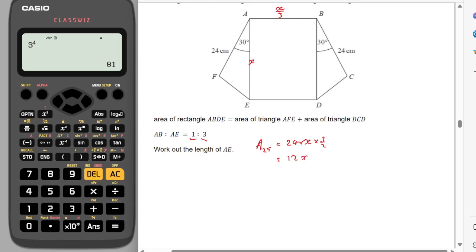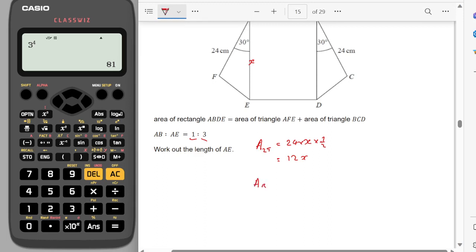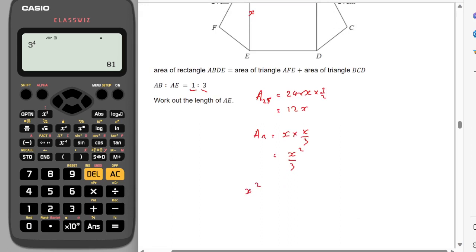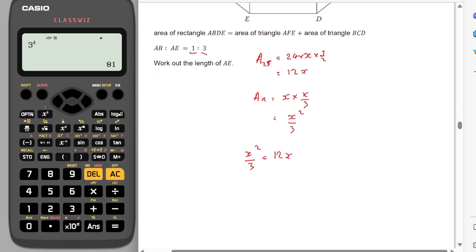And the area of the rectangle is going to be equal to x times by x over 3. So that would be equal to x squared over 3. And those areas have to be equal. So x squared over 3 is equal to 12x. So multiplying by 3, x squared is equal to 36x.